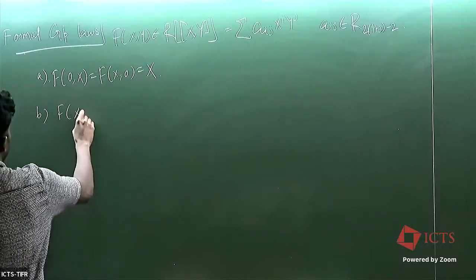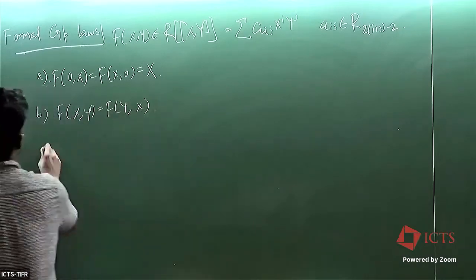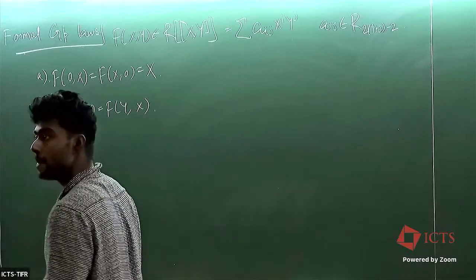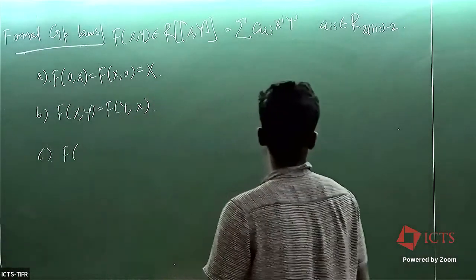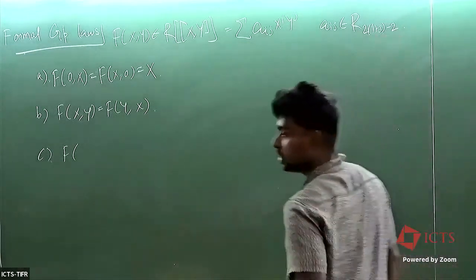The second, it is symmetric, so f(x,y) is f(y,x). And the last one, it is associative. This is the grading of this. This is the graded ring, and it belongs to that degree.